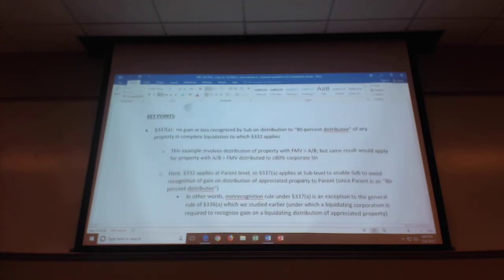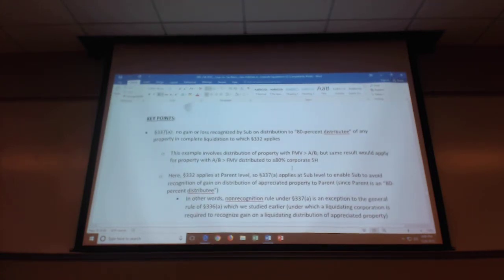So the key points here, top of page 33. The risk of repetition: subsidiary does not recognize any gain or loss on a distribution to an 80% parent corporation, so long as the liquidation complies with 332.